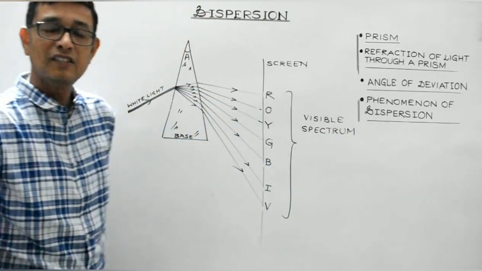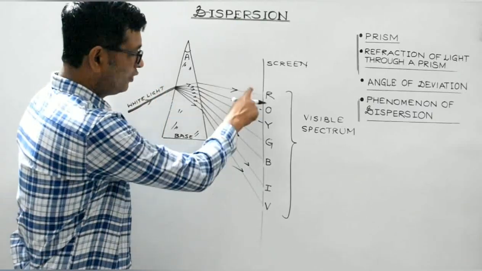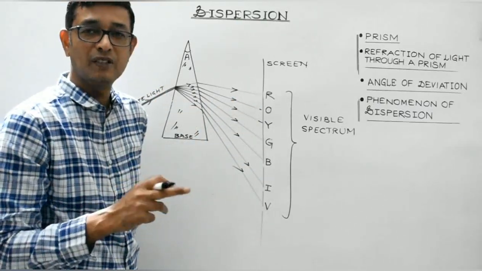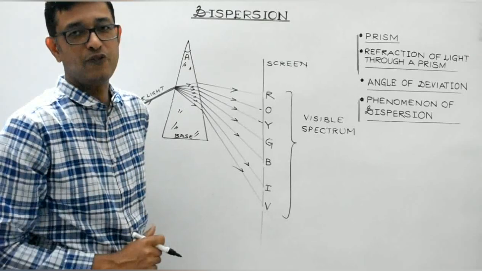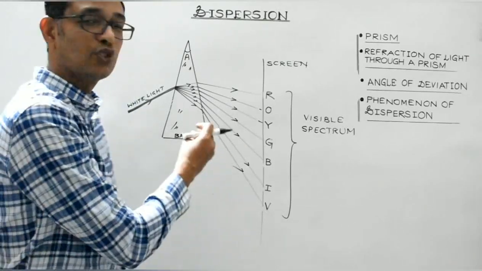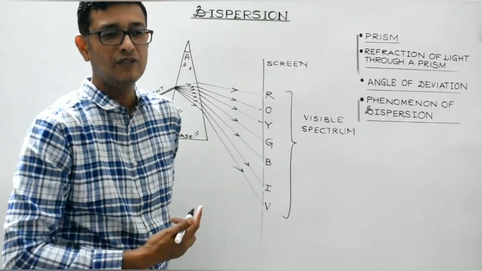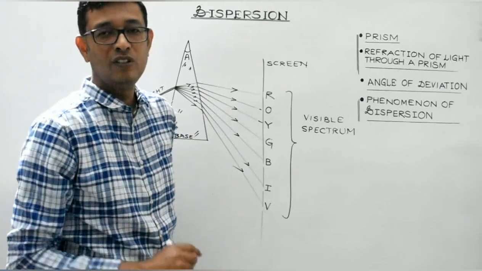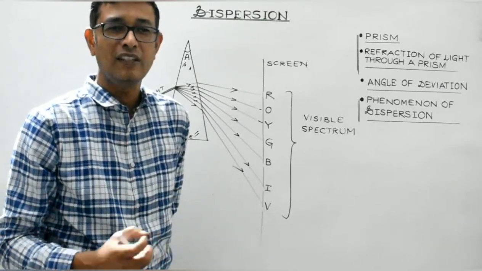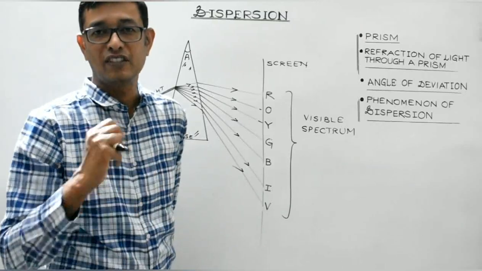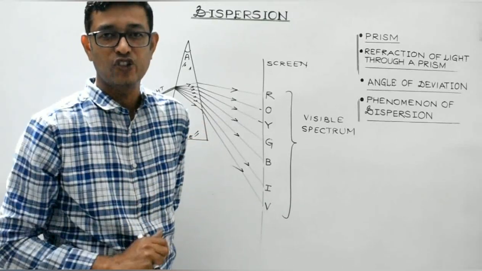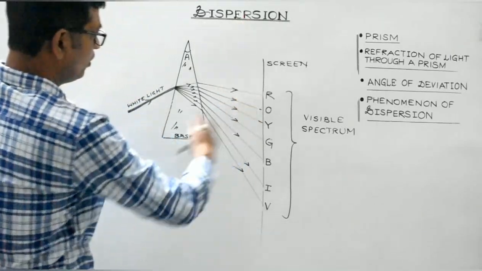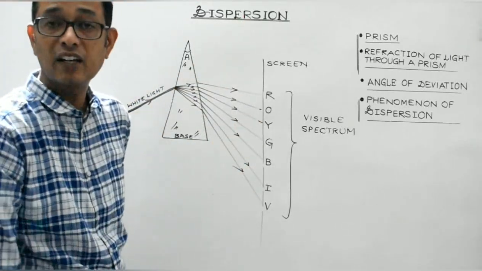And this phenomenon of splitting up of white light into its seven constituent colors when it is made to pass through a prism is known as dispersion of light. Students, it is only because of this phenomenon that we are able to see a very beautiful natural phenomenon known as rainbow. Rainbow can be seen during light drizzle or immediately after rain. We'll discuss that topic in the next lecture, right? So that's one of the applications of dispersion of light. So students, I hope you have understood the ray diagram, isn't it?